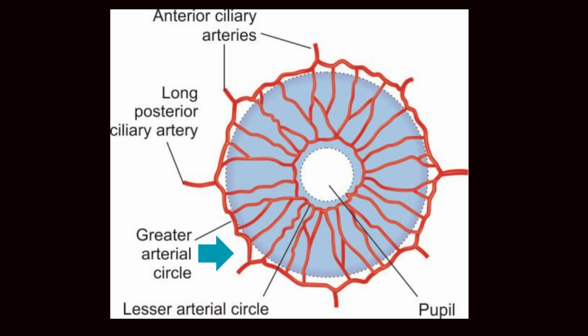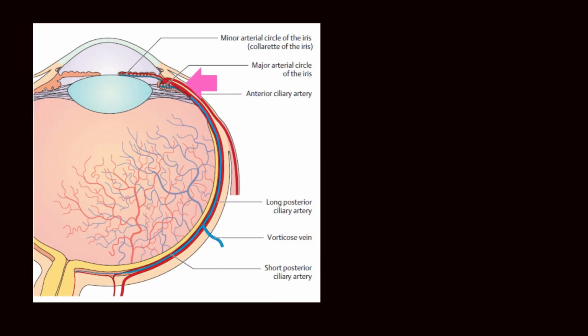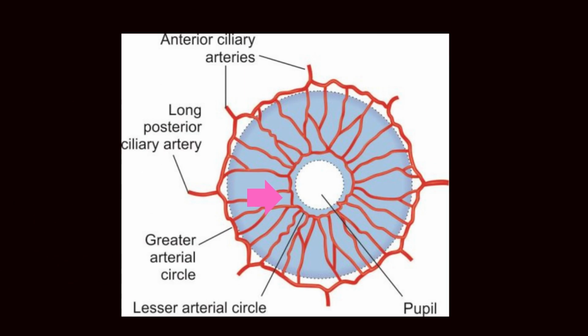The major arterial circle is located at the ciliary body where the long posterior and anterior ciliary arteries anastomose. The minor arterial circle is situated near the pupillary margin and supplies the pupillary zone, including the sphincter pupillae.